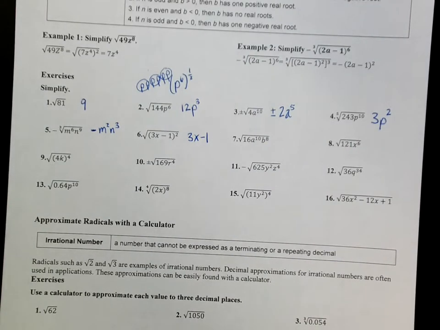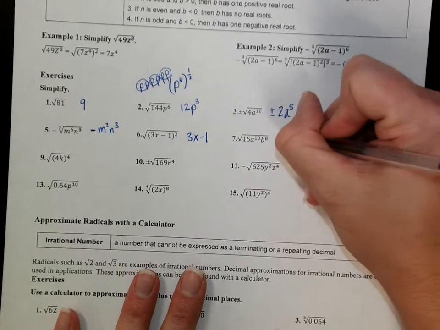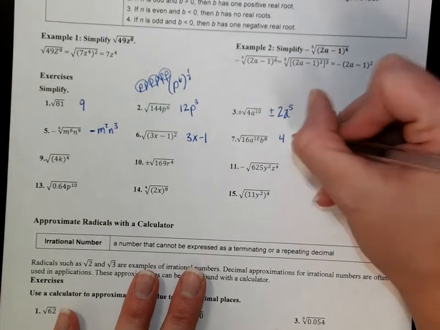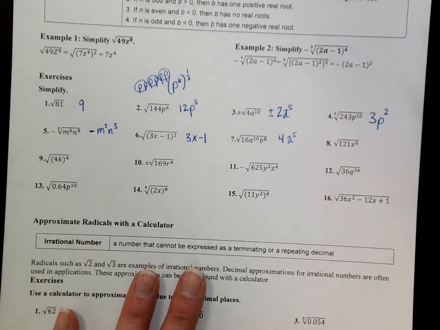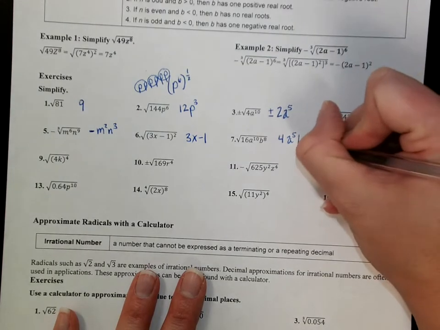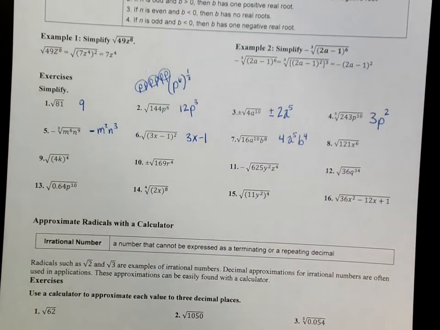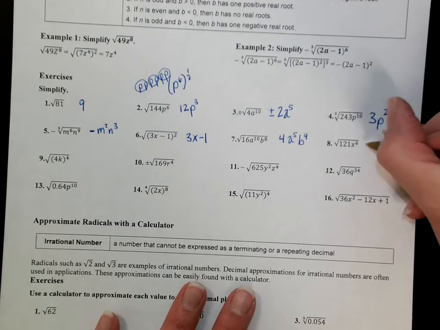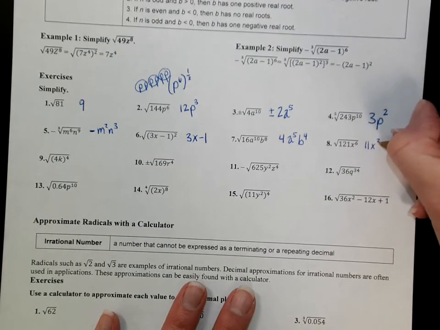Number 7 is back to a square root. So square root of 16 is 4. Square root of a to the 10th is just a to the 5th. Square root of b to the 8th is b to the 4th. And I'm done. Square root of 121 is 11, x to the 3rd.